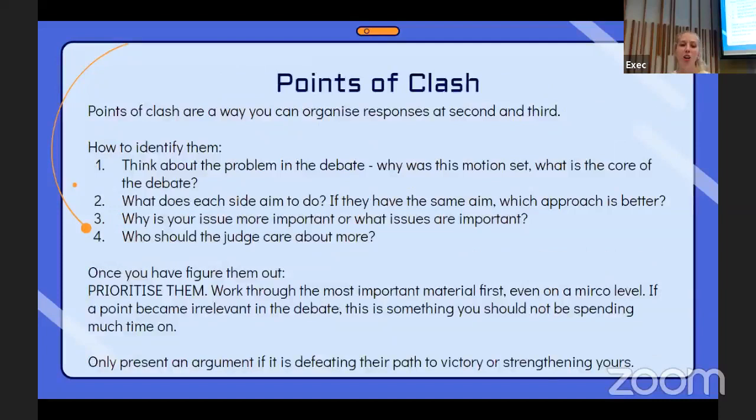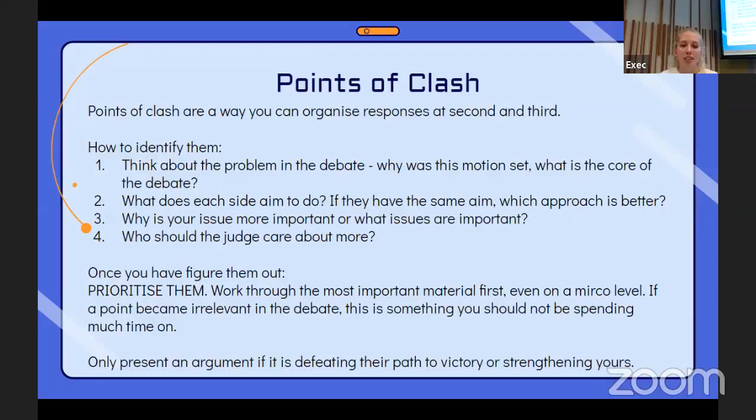In terms of structuring your speech, points of clash are very useful for organizing groups of responses, because your speech really is just kind of like a summary of all of the responses that you have to the other team's arguments, and how they factor into your own arguments.